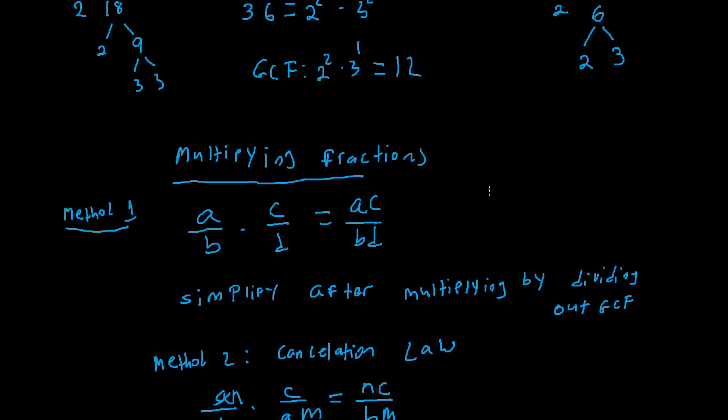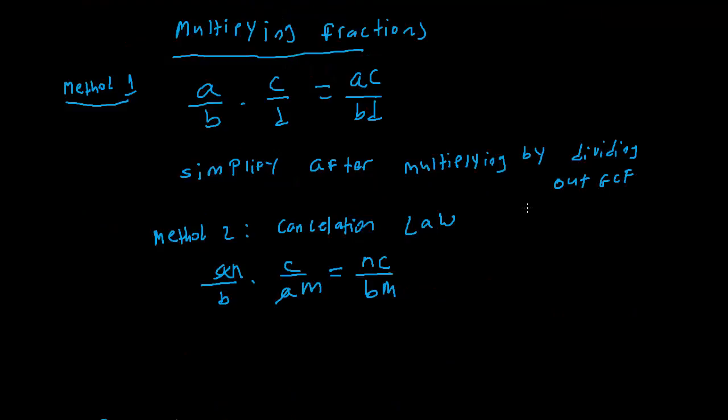Let's talk about multiplying fractions now that we know how to do the GCF. There are 2 methods to multiplying fractions. Usually, all the time, you can just multiply them straight across. I would recommend multiplying straight across unless the numbers are really difficult. So for example, a times c would be ac, b times d would just be bd. You multiply numerator times numerator over denominator times denominator. And then you simplify afterwards if necessary by dividing out the GCF.